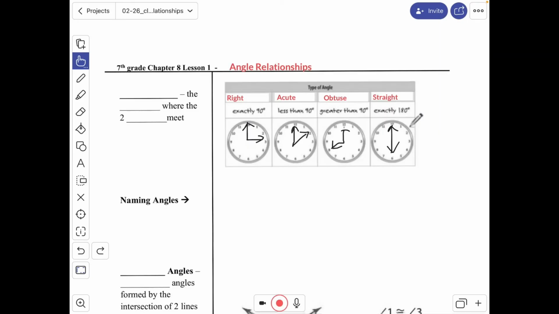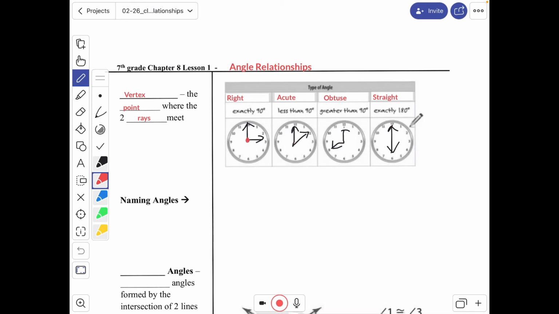Today we're covering Chapter 8, Lesson 1, Angle Relationships. And our first word is vertex. Vertex is the point where the two rays meet. And we have right angles. And if you look at the little picture, this is their vertex. That's where the two rays come together.